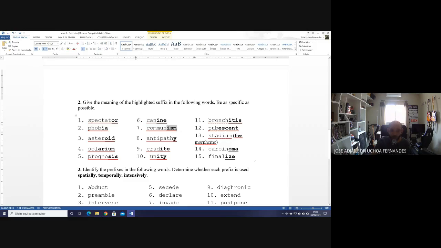Or communism. What does ism mean? And then you have to go to sexism, racism, and so on. You are going to compare words ending in the same suffixes and see what these suffixes mean. I want you to kind of write a dictionary of suffixes for these words.